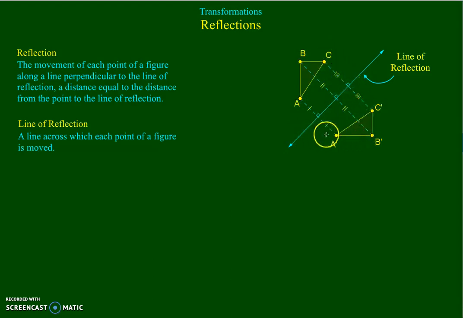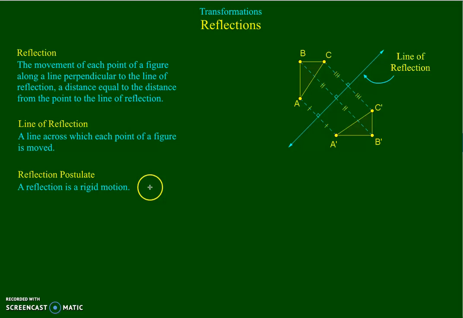So let's take a look at a postulate that's related to this. And as you can see, when we reflect this figure, nothing in the figure has changed. Because we're moving along a line perpendicular and we're moving an equal distance, this is a rigid motion. The figure is not being changed in shape or size.